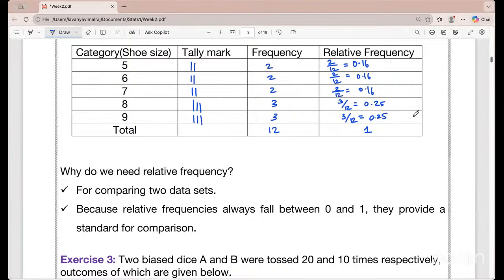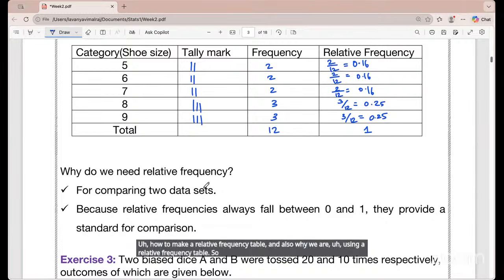Okay, fine. So now we know how to make a relative frequency table, and also why we are using a relative frequency table. Mainly when we want to compare data sets, we need relative frequency. And usually you see that the values are between 0 and 1, so it is easy for comparison.